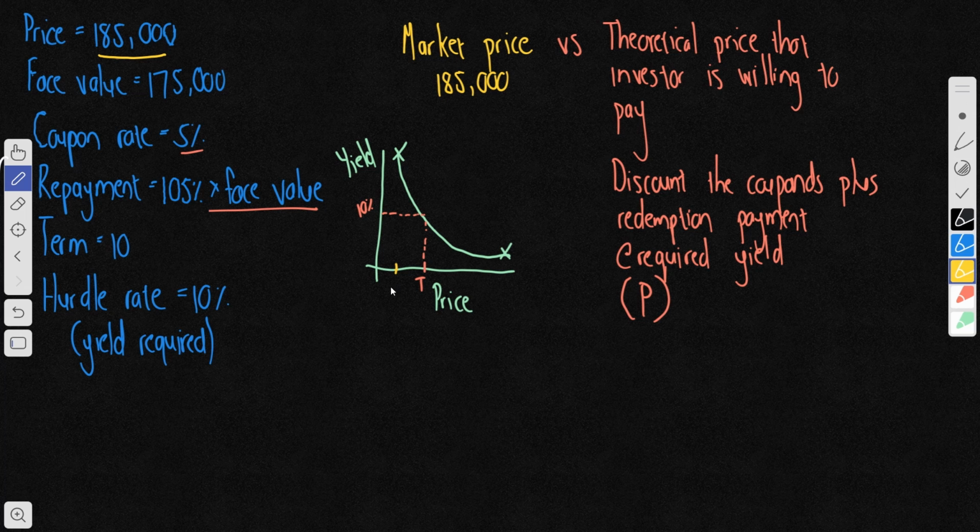The second scenario could be that the market price is lower than the theoretical price required by the investor. And you can see that this will result in a higher yield. Let's just call it 15%. So when the market price is below the theoretical price that you're willing to pay, this is a good investment, since it will yield a rate of return of more than the required rate or the hurdle rate.